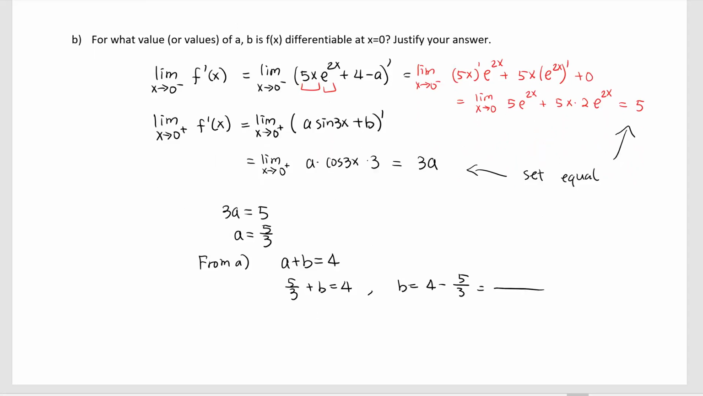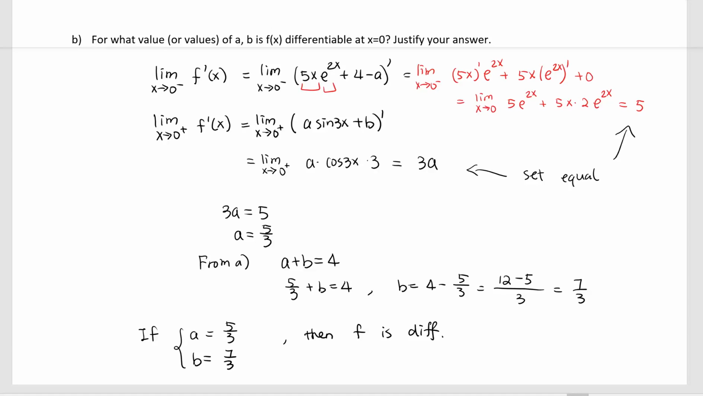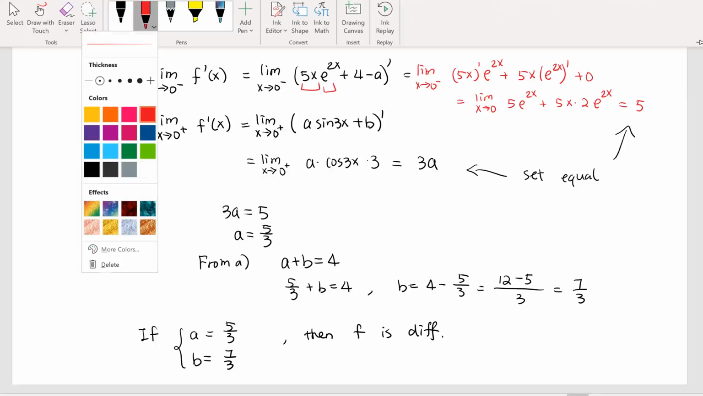The common denominator is 3. Then we have 12 minus 5. So 7/3. Finally, we say if a is 5/3 and b is 7/3, then f is differentiable everywhere. So far, so good, everybody? So, let me just write down what that is.